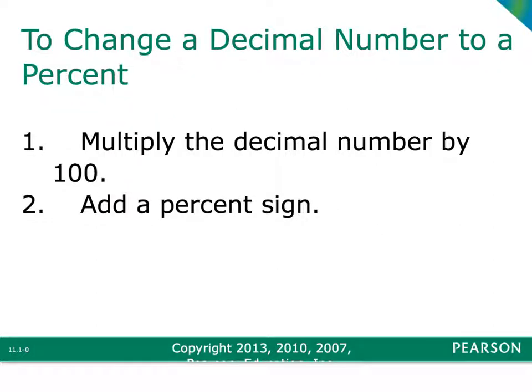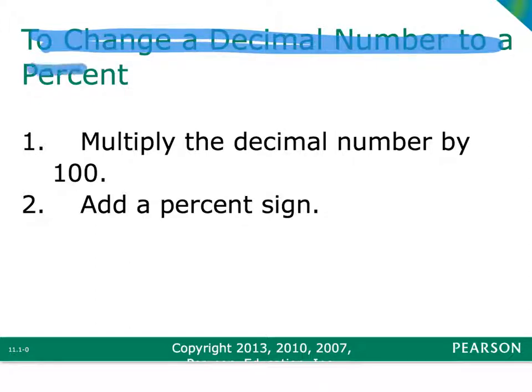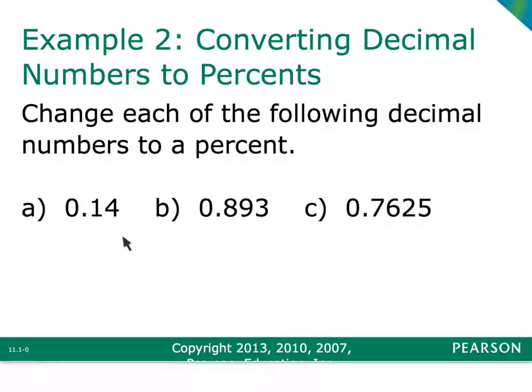Okay, and we already talked about this, but to change a decimal number to a percent, we do the following. Multiply the decimal number by 100, right? And then add a percent sign. So if you have a decimal number, you already did think of a fraction where you did the division. We're just going to move the decimal place 2 to the right, multiply by 100, and then add a percent sign. Okay, so let's look at a few examples here.